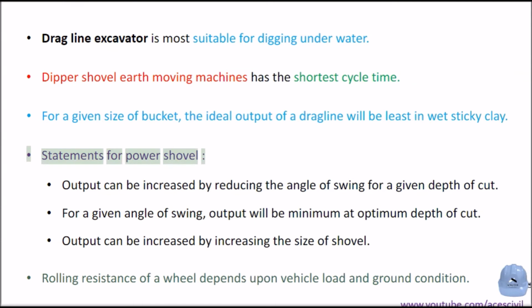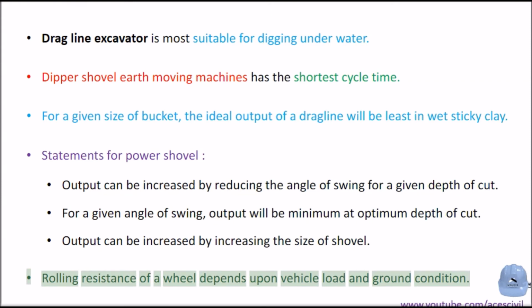Statements for power shovel. Output can be increased by reducing the angle of swing for a given depth of cut. For a given angle of swing, output will be maximum at optimum depth of cut. Output can be increased by increasing the size of the shovel.